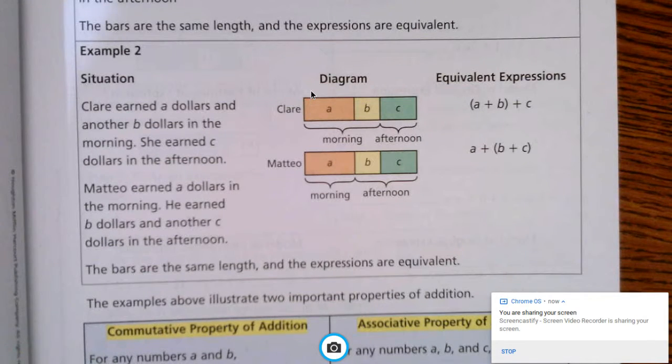Here's example 2. Here we see two bars that are the exact same amounts for Claire and Mateo. Here they are written as expressions though, right? So we could say that A plus B, and here you see that bracket, I want to call it a bracket, A plus B plus C would give us a total for this combined amount, and then Mateo's is represented with A plus B plus C. If you combine B and C together, those are in parentheses, and it just shows you that they're both the same value. They're equivalent.